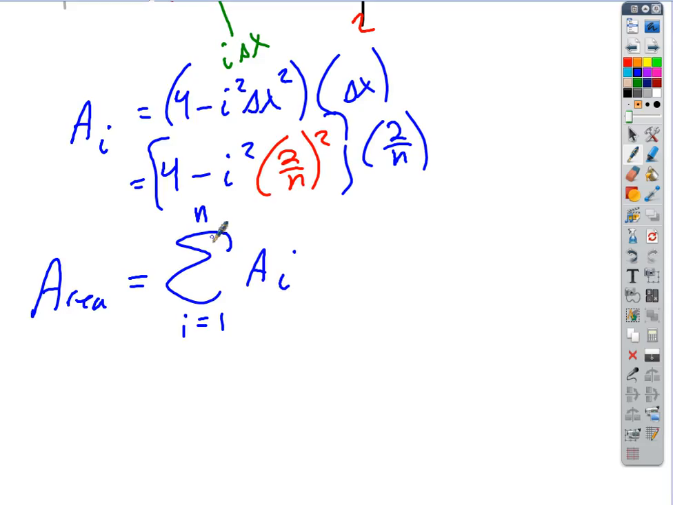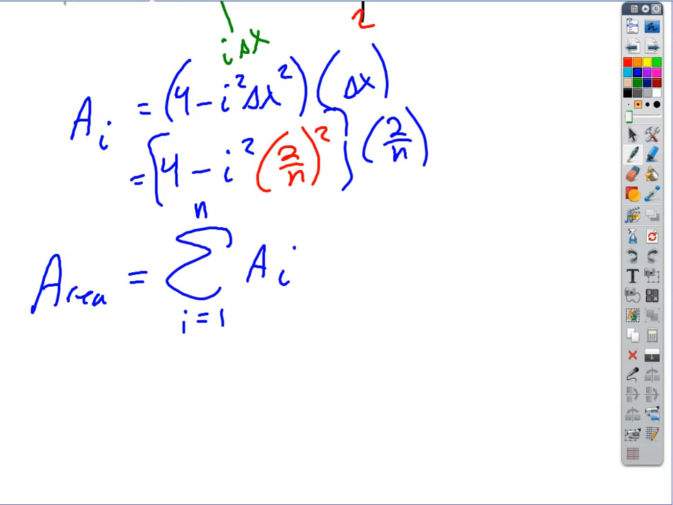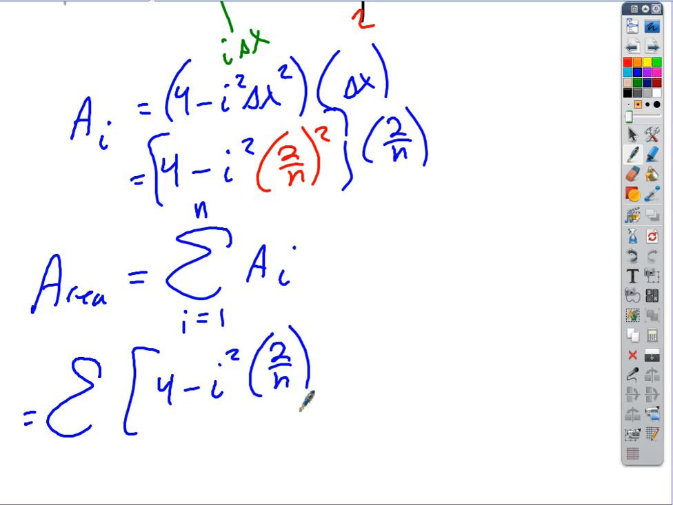So we're just adding all this stuff up for that value of a sub i. That's the area that we developed. Let's combine that. We've got our total area equals the sum of 4 minus i squared times 2 over n squared, times 2 over n, as i goes from 1 to n.